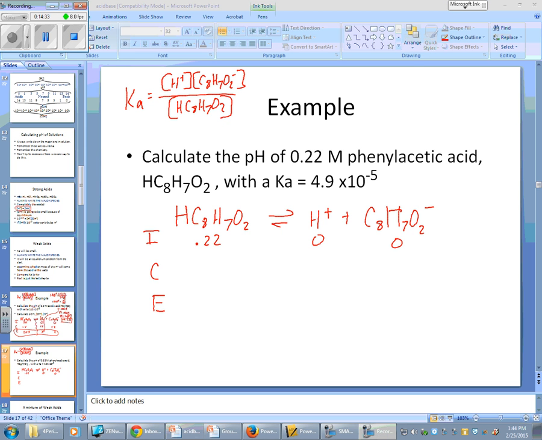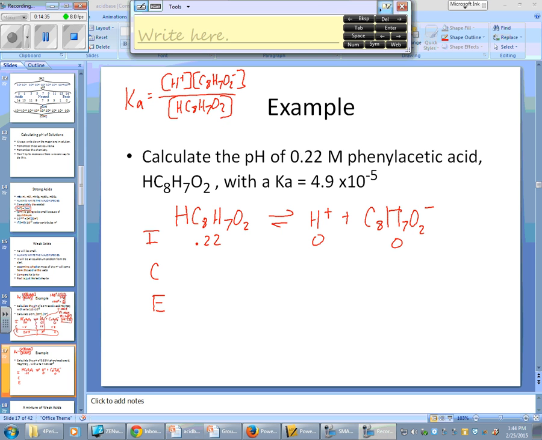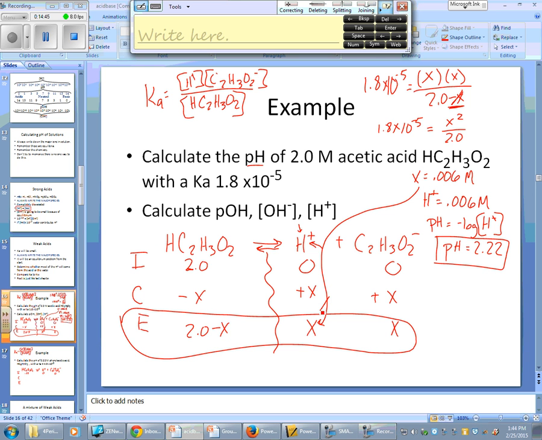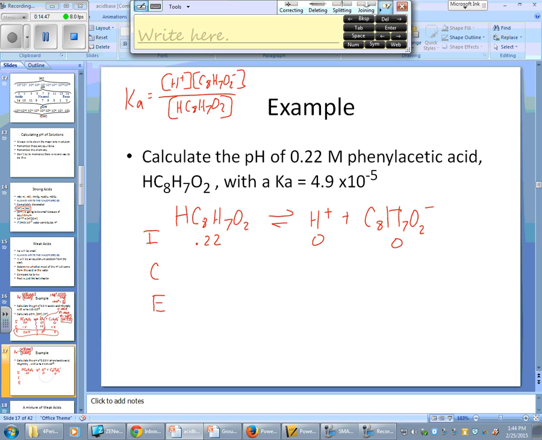All right. So I got this one set up, and I have 0.22 molar of phenylacetic acid. At the beginning, I have no ions. I'm going to get some, though. How many? I don't know. So that's going to be x. So our change is plus x. Then move your change all the way across. And here it's going to be minus x, so 0.22 minus x.